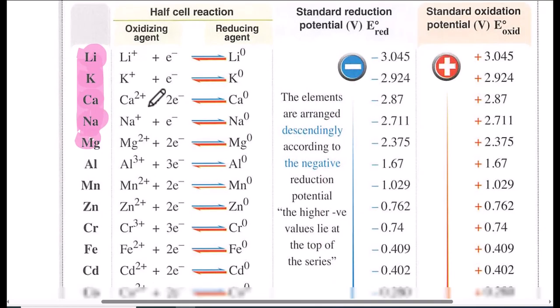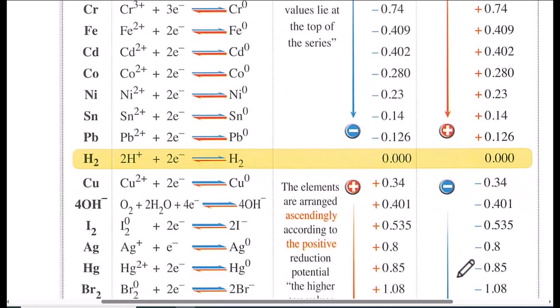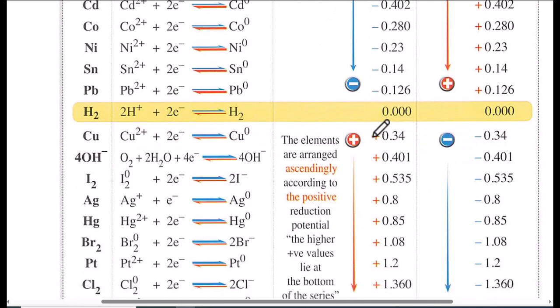Okay, and hydrogen separates the positive and negative oxidation and reduction potentials. So for elements lower than hydrogen, the oxidation potential is negative. These elements cannot release electrons but accept electrons, so the reduction potential is higher. As we go down the series, the ability to be reduced, the ability for the element atom to accept electrons, is higher.